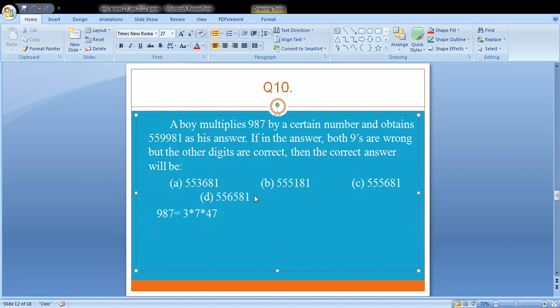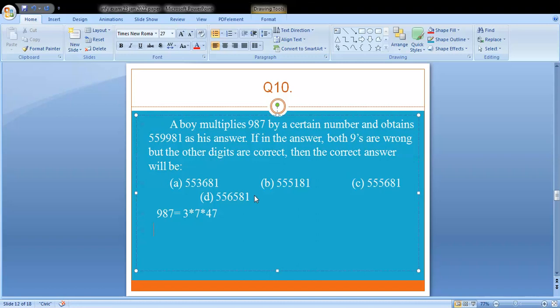Let us see. Boy multiplies 987. If I take the factors, it is 3 and 7 and 47 by a certain number and obtains 559981 as his answer. In his answer, both the lines are wrong. So if the number is divisible by 3, if I add all the digits, that is 5 plus 5 plus 9 plus 9 plus 8 plus 1, we should get a number which is divisible by 3. That is 9 plus 9, 18, 18 plus 10 is 28, 28 plus 1 is 29 plus 8 is 37. 37 which is not divisible by 3.